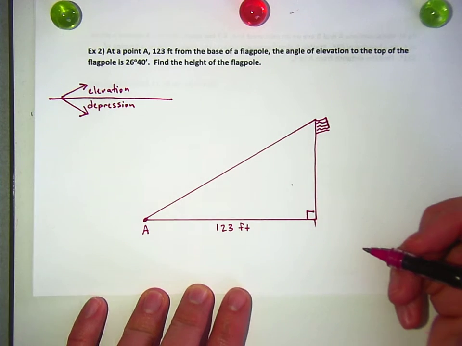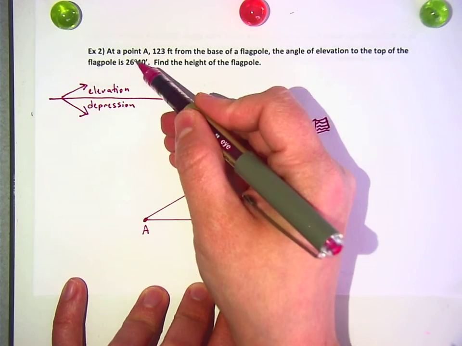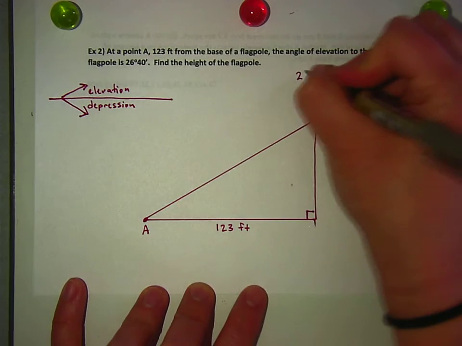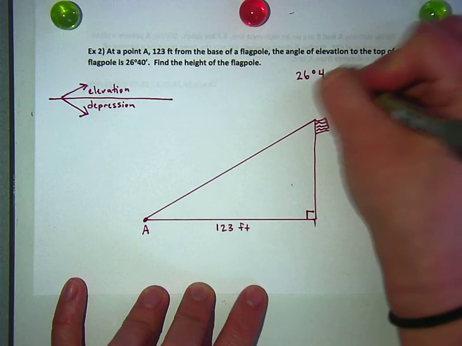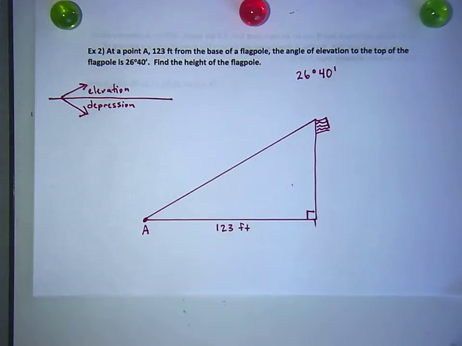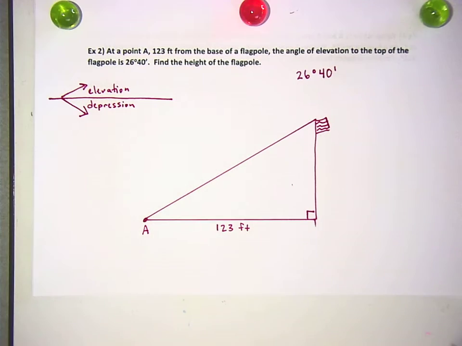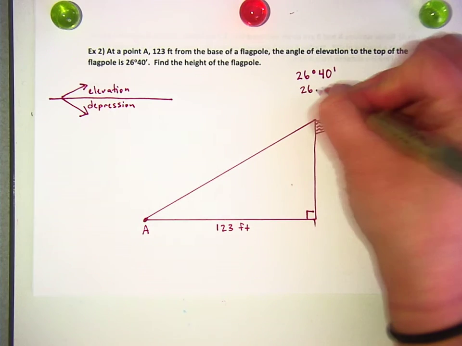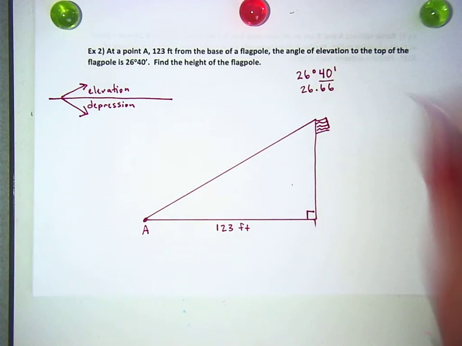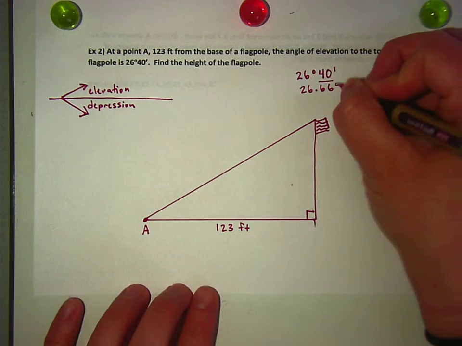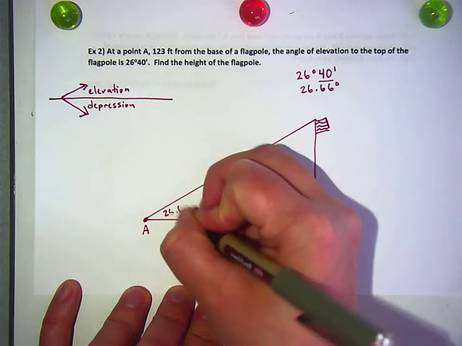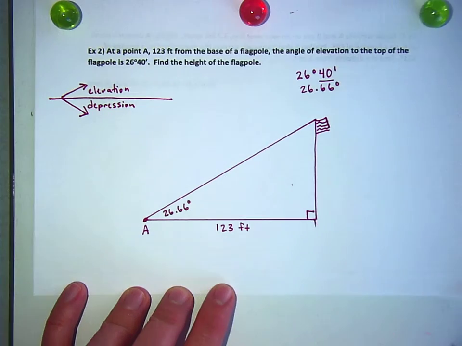Okay, so we know that this is 26 degrees and 40 minutes. So first thing we're going to have to do is change over 26 degrees and 40 minutes. Anybody remember how to do that? How many minutes are in a degree? 60. So we just need to know the decimal form of 40 out of 60. 40 over 60 is 2/3, which is 0.66. So this is 26.666 repeating degrees. I'll put here 26.66 degrees. I'm just going to go to the nearest hundredth.